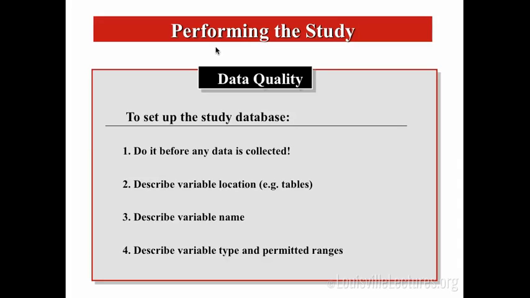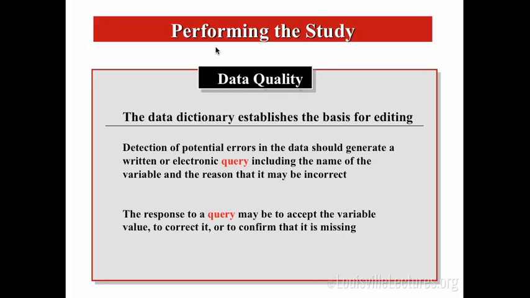As I said, set up the database and the data dictionary before you start collecting any data, along with the data collection form manual on how it's supposed to be collected and how the data is being stored. Describe the variables, describe the name of the variables, describe the type of variable and how the data is being saved. I cannot repeat this over and over enough. This is critical. The data dictionary establishes the basis for editing. Again, anything that you define there is what you're going to be looking at later when you're looking at the data and defining if that data is correct or not.